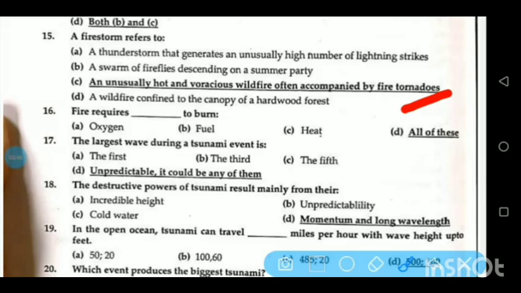An unusually hot and voracious wildfire is often accompanied by fire tornadoes. Fire requires all of these to burn: oxygen, fuel, and heat.